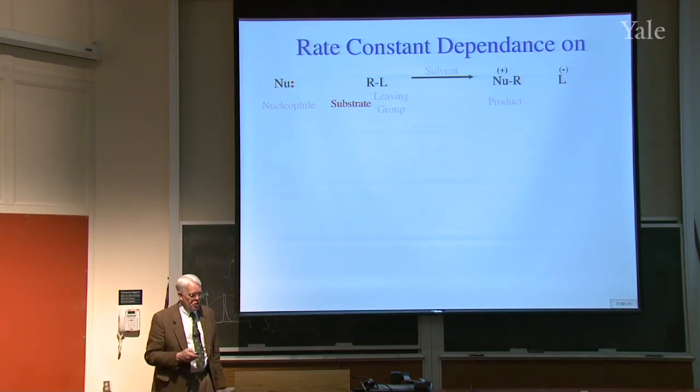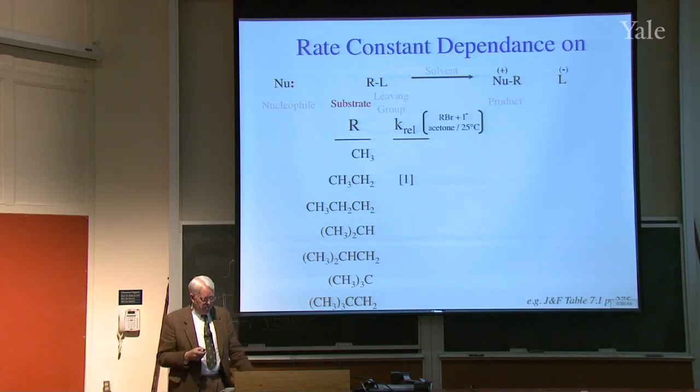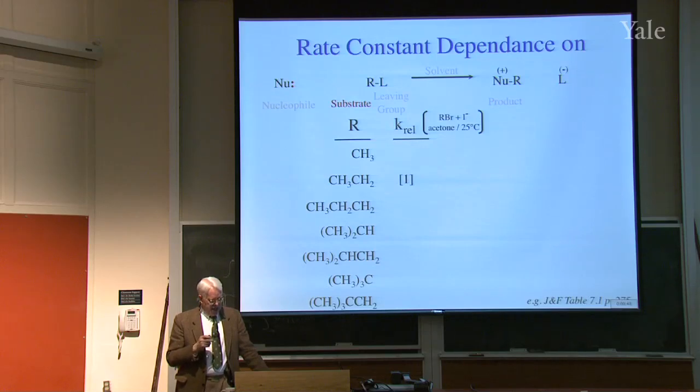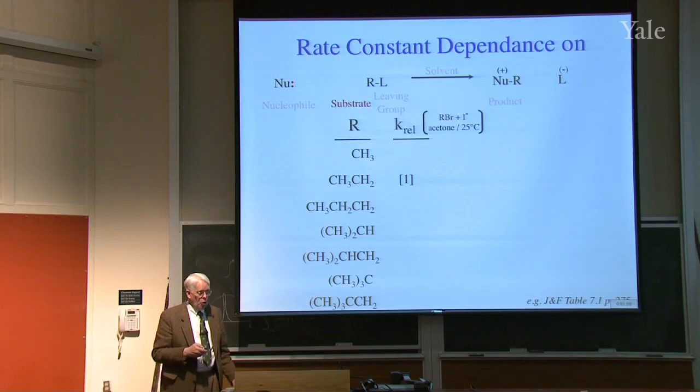First, let's look at the substrate, the R group. So here are different R's and the relative rate constant for how fast they get attacked by iodide in acetone solvent at room temperature when bromide is the leaving group. So this is how the relative rates change. We'll call ethyl 1. Okay? Then methyl is much faster. Okay?